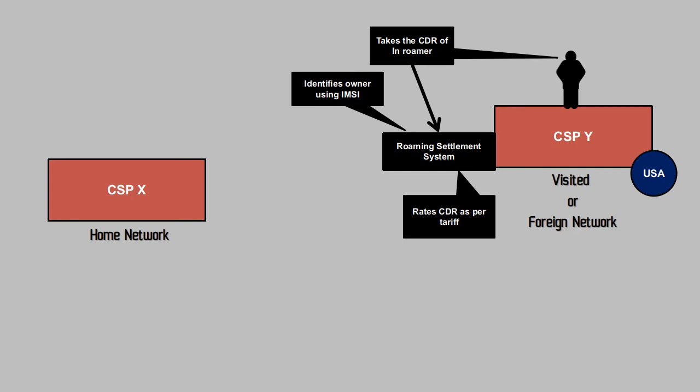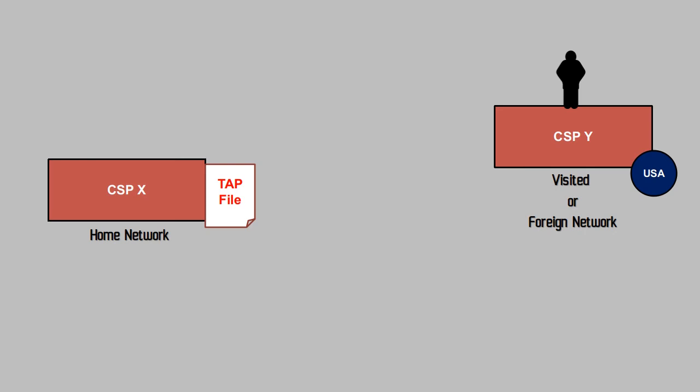Then the roaming settlement system includes all the CDRs belonging to a CSP in a file. This file is called a TAP file, or Transfer Account Procedure file, which is in ASN.1 format, and the latest version of the TAP file is 3.12. Then the visited network sends these TAP files to the home network. These files are referred to by the visited network as TAP out files.